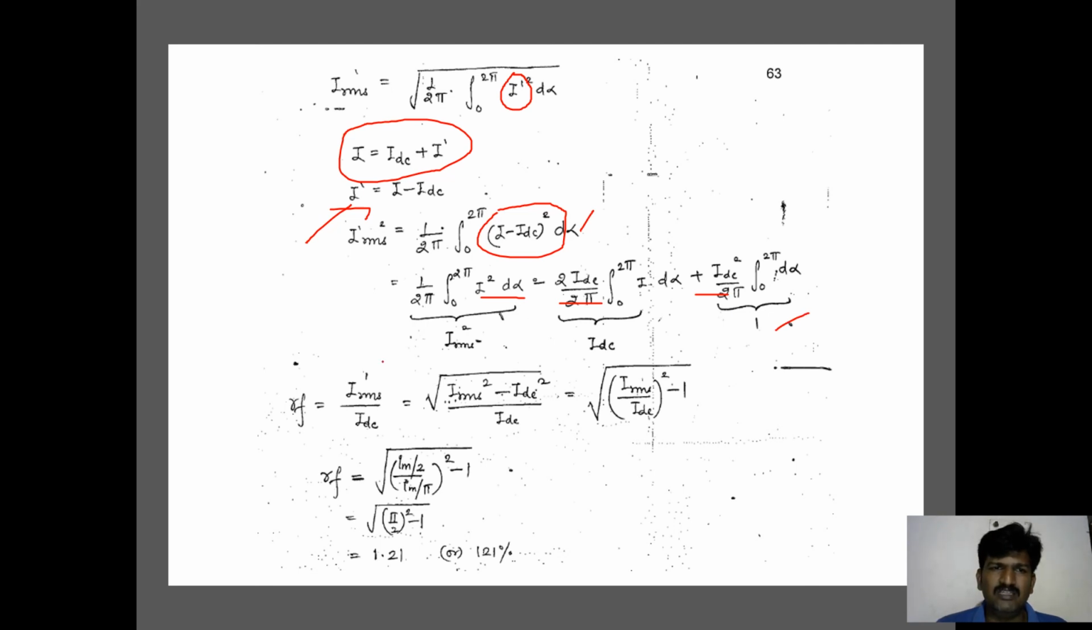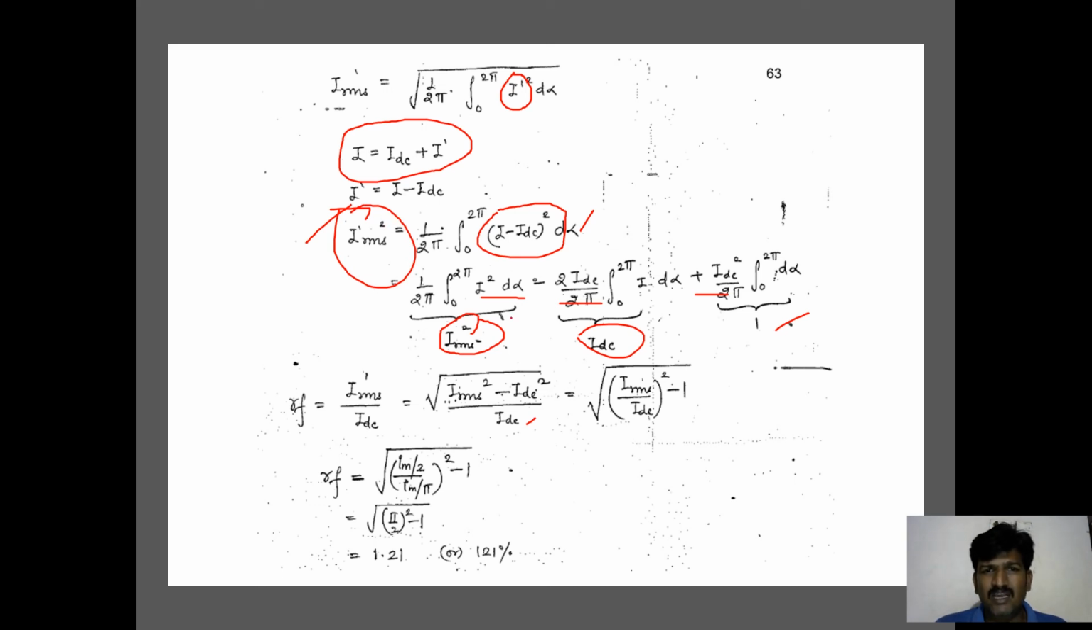Then you have to understand ripple factor is equal to I'RMS divided by IDC. Then you can write this as under square root of IRMS square minus IDC square divided by IDC. This is the thing you have to understand. This is noted as IRMS square, and IDC is equal to I'RMS whole square.